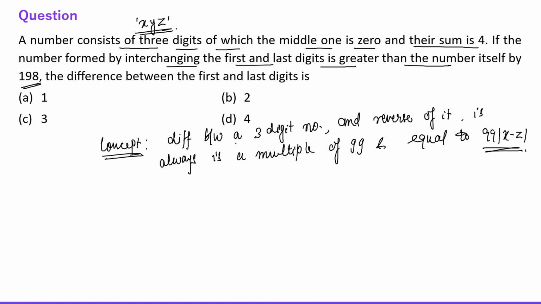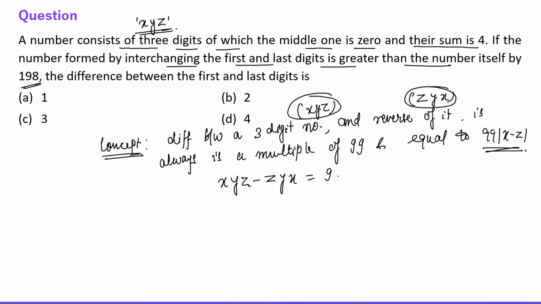See everyone, the 3-digit number here will be xyz, and the reverse of it means reversing the order of the digits. So this is z, y, x. I repeat, the difference between a 3-digit number x, y, z and the reverse of it z, y, x is always a multiple of 99 and is equal to 99 mod x minus z. So xyz minus zyx is equal to 99 mod x minus z.